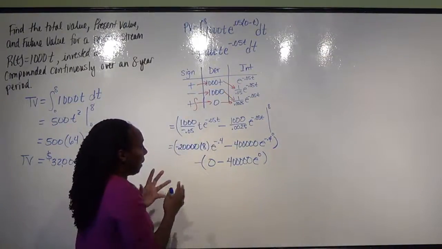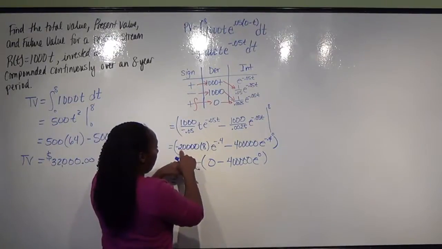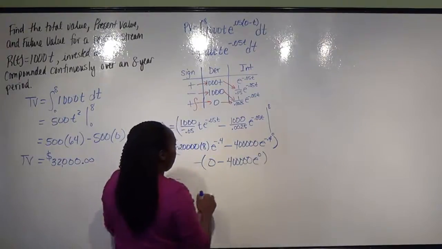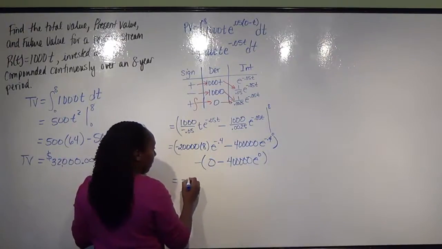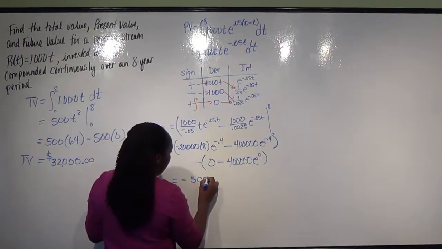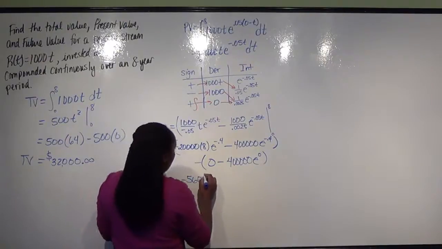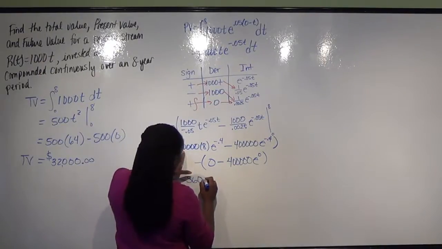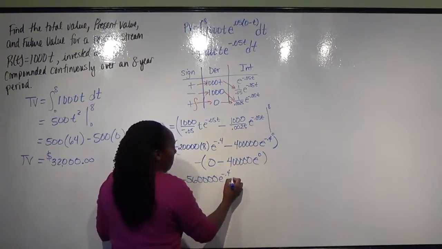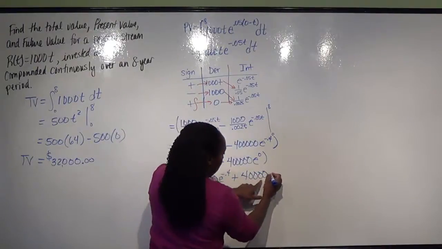And so we can combine some terms and simplify. So combining, we'll get a negative 160 and a negative 400. Looks like a negative 560 e to the negative 0.4 plus 400,000.